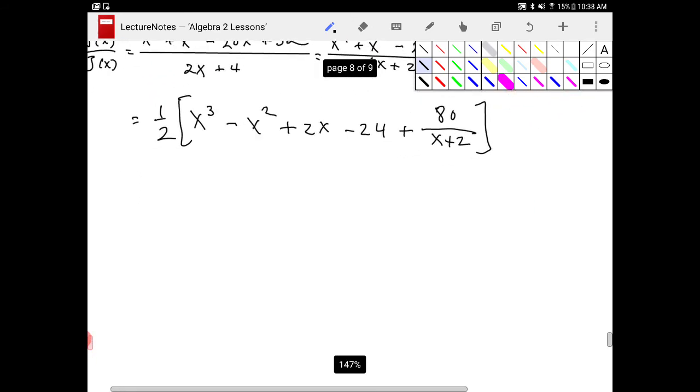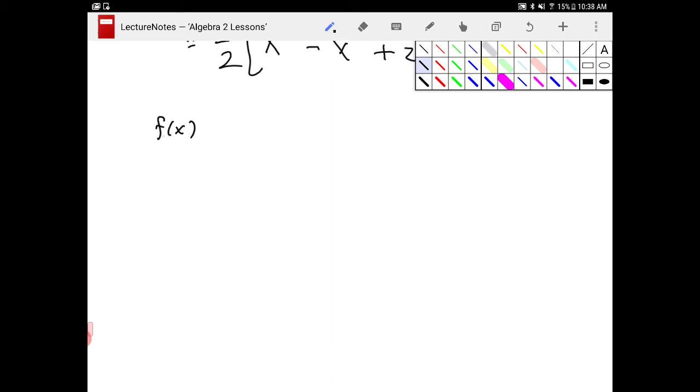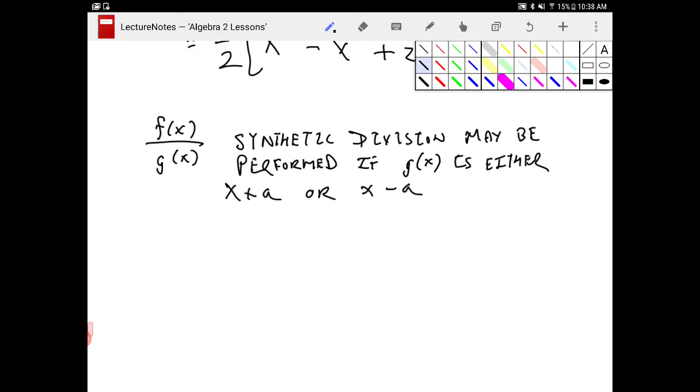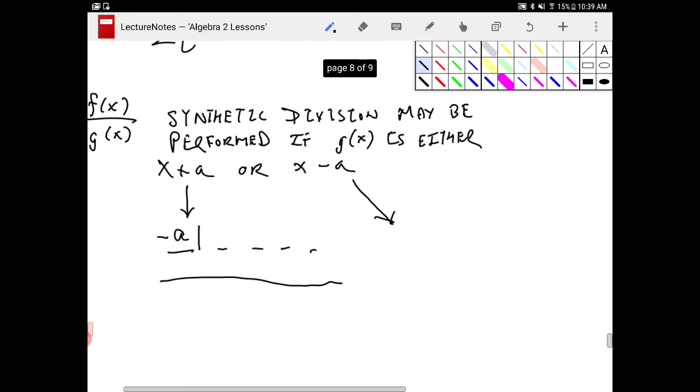All right, so let's just summarize what just happened here, right? So f of x divided by, let's say, g of x, we can perform synthetic division. So synthetic division may be performed if g of x is either x plus a or x minus a. So in the event of x plus a, what we do is this becomes negative a, and then you write the numbers. In the case of x minus a, you're going to write in positive a over here, and you write in the numbers and you perform the synthetic division.